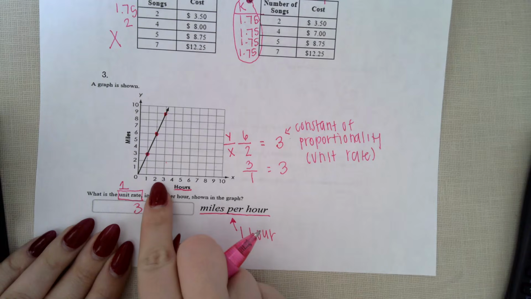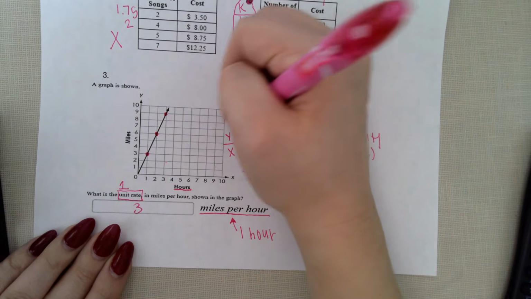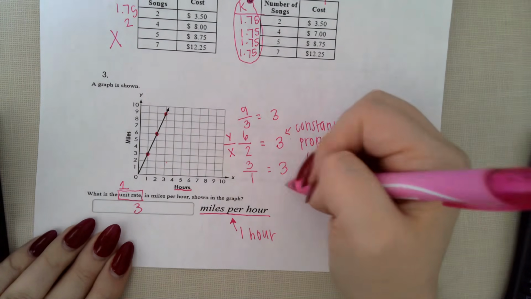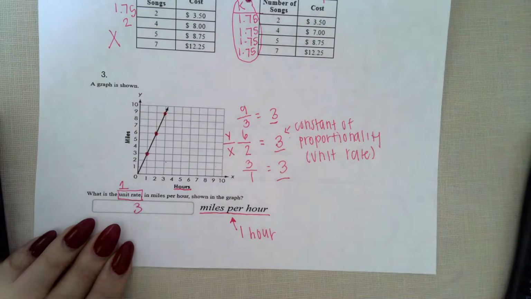Y9, 3x, 9 divided by 3. All of these are giving me a constant of proportionality of 3.